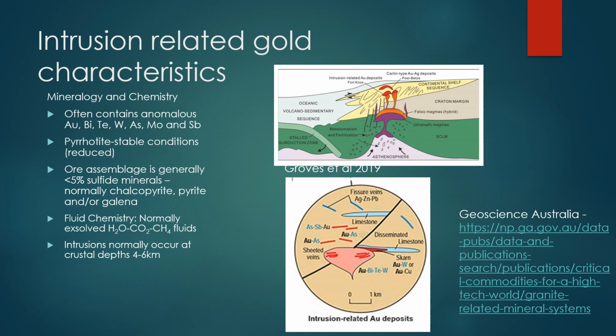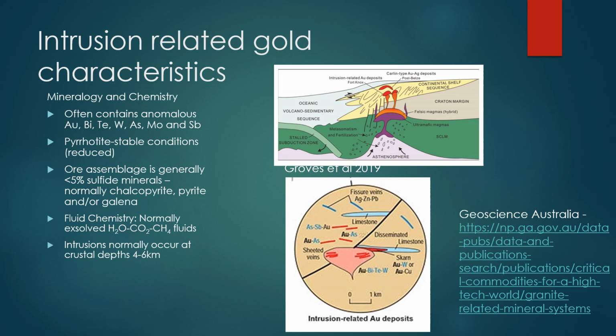So this slide is going to go over some of the specific characteristics of intrusion-related gold deposits, which are going to help distinguish them from perhaps porphyry copper deposits and orogenic gold deposits, because to be honest, they borrow characteristics from both. Some people out there might be thinking, well, aren't these just porphyry copper deposits? The key difference between intrusion-related gold deposits and porphyry deposits is, one, the composition of the magma.